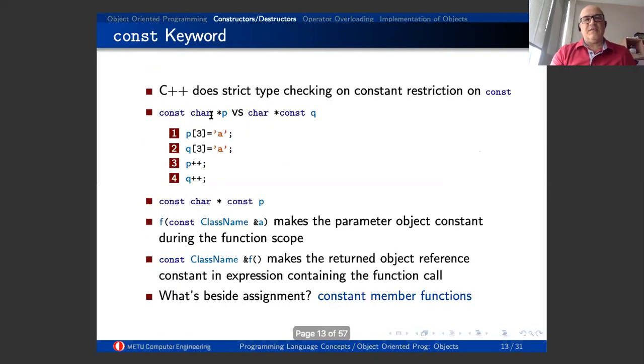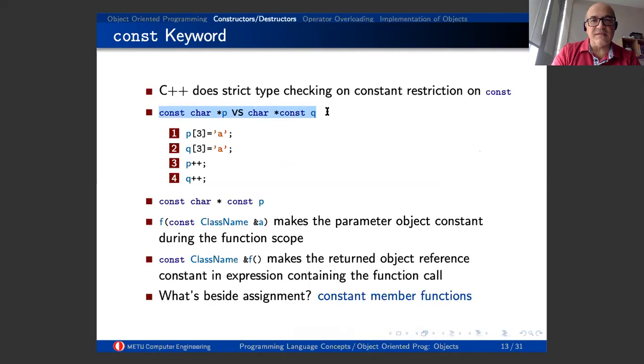So this is just within parentheses, mentioning this const keyword. The const keyword is heavily used in C++. It is available in C, but in C++ it is important if you like to restrict access, for example. Also, there are constant member functions. I would like to emphasize one difference between this and this. So const char star p versus char star const q.